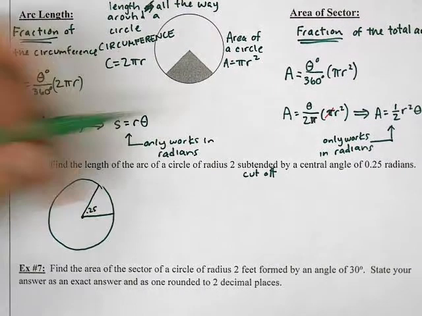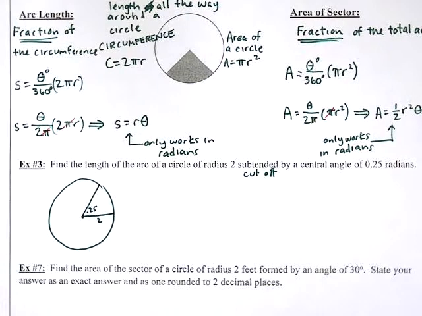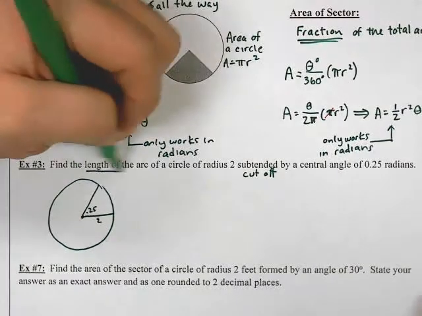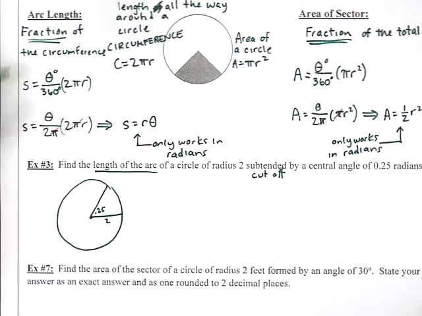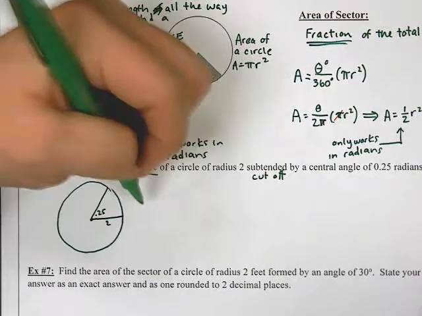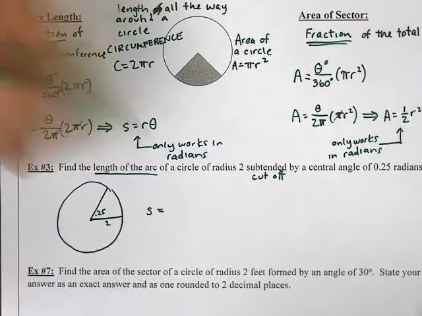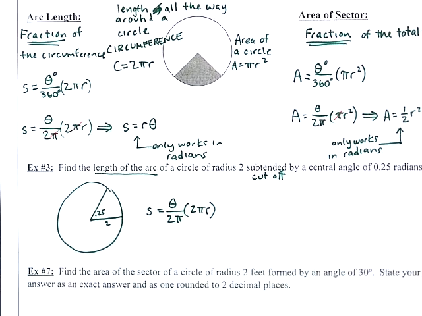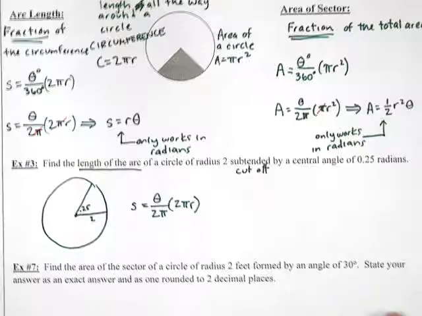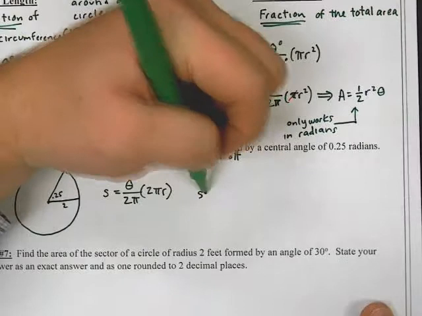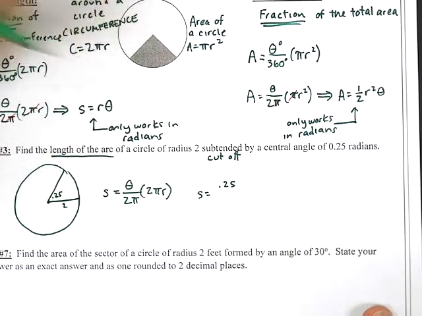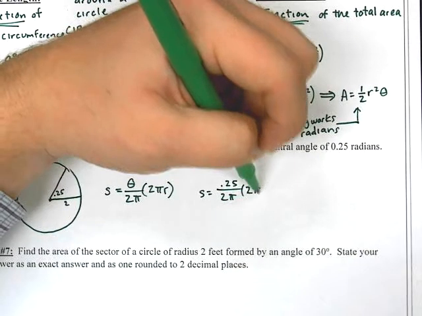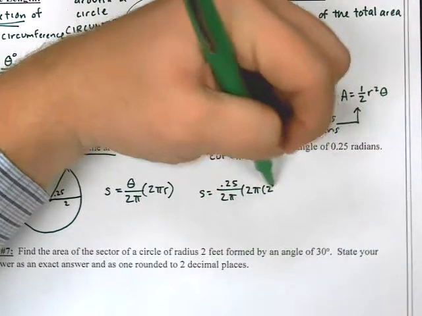Well, what else do I know? I also know the radius is 2, all right? Last thing, please be on the lookout. We want length of arc, or arc length, so we are in a circumference situation, a fraction of the circumference, which means I want to use S equals theta over 2 pi times 2 pi r. And when we plug everything in, it should clean up really nice. S equals 0.25, my angle in radians, over 2 pi times 2 pi, and then the radius is 2. So let's double that up.